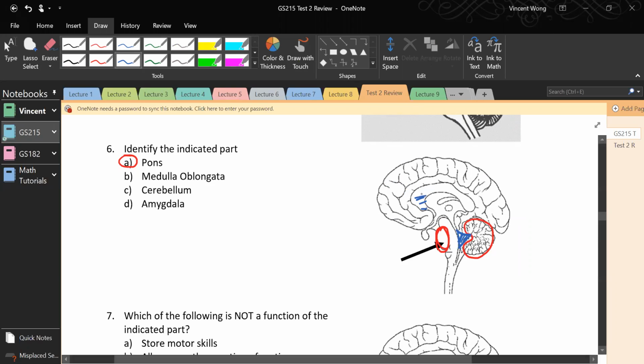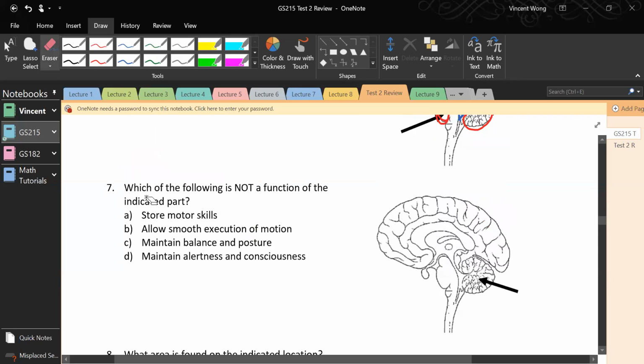Corpus callosum here again, right? This oval with the dot in the center, that is your third ventricle, right? Next one. Which of the following is not a function of the indicator part? So again, that is the cerebellum. Cerebellum is responsible for storing motor skill, smooth execution of motion, maintain balance and posture, but it is not going to help maintain alertness and consciousness.